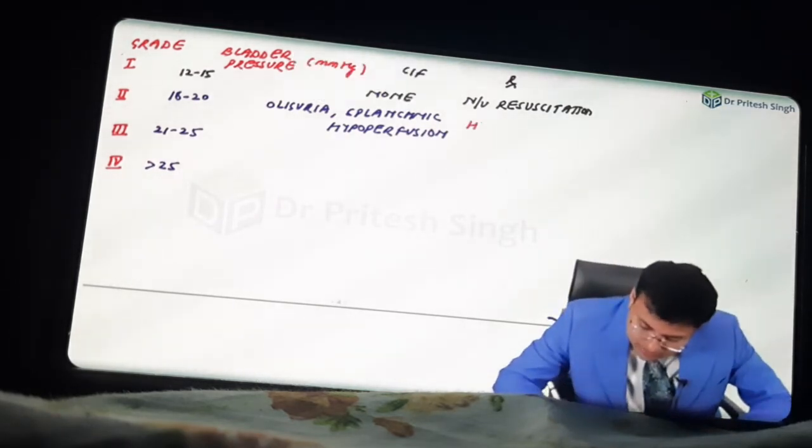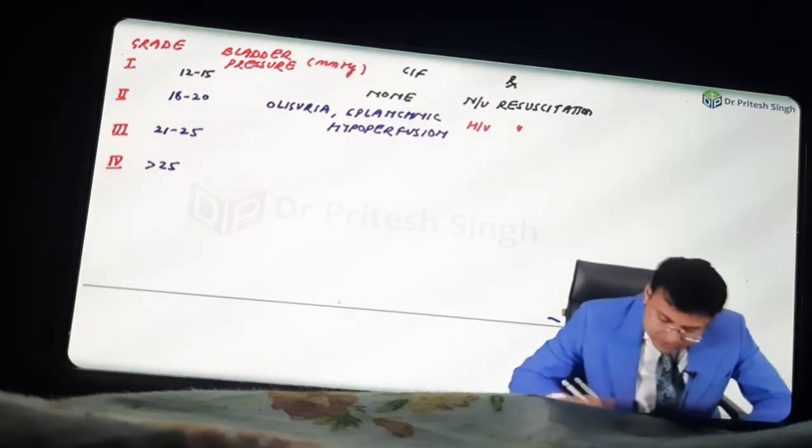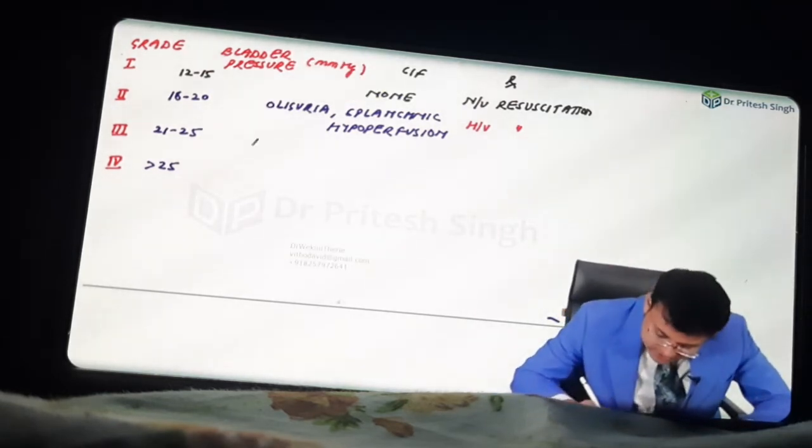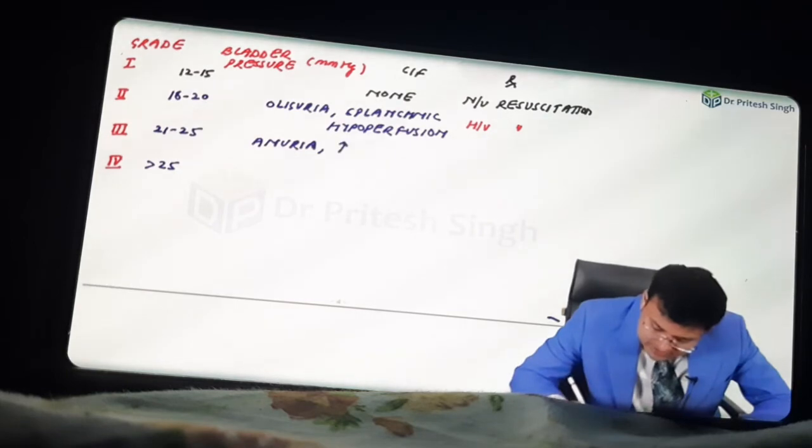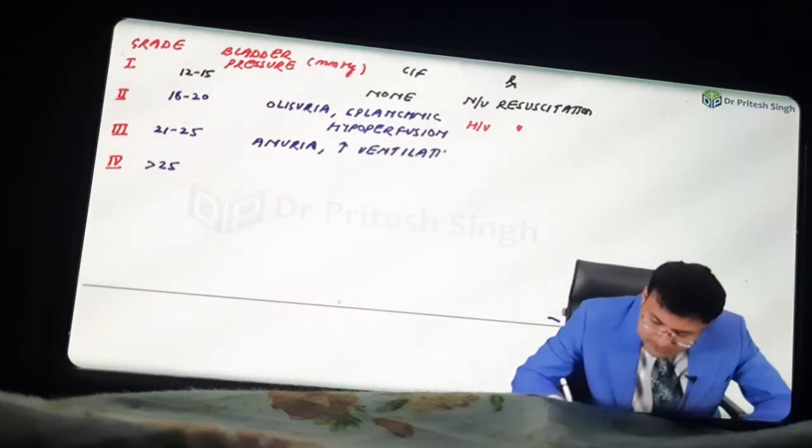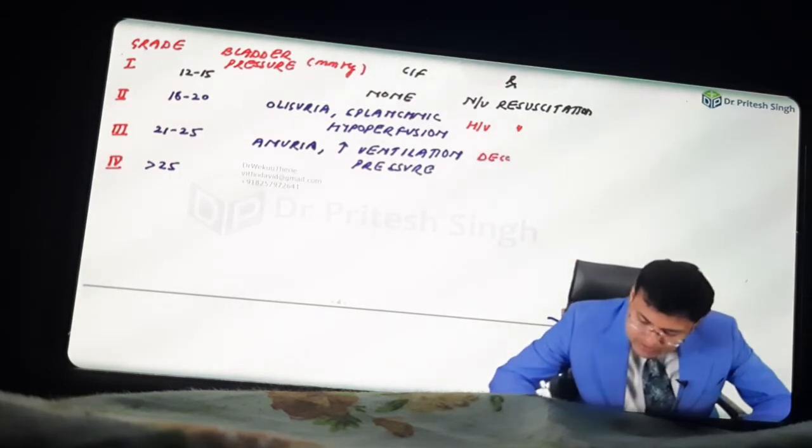Here we go for hypovolemic resuscitation. Now grade 3, 21 to 25 mmHg is the bladder pressure. Here the patient is having anuria. There is increased ventilation pressure. And in this case, what do we have to go for? We have to go for decompression. In grade 3, we have to go for decompression.